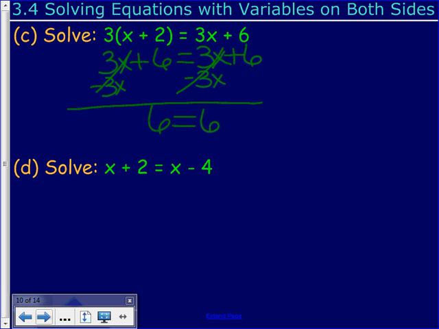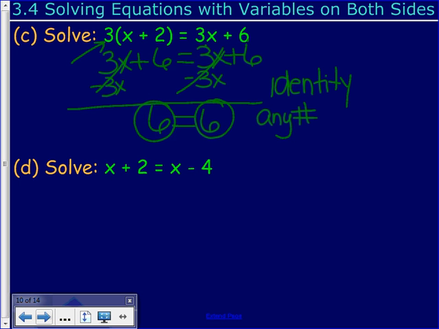When you have the same number on the left side as you do the right side, this is called an identity solution. What that means is any number that you substitute in for x would make this equation true. So let's go back up here just for a second. Let's say x was 3. What's 3 plus 2? 5. What's 5 times 3? 15. What's 3 times 3? 9. What's 9 plus 6? 15.